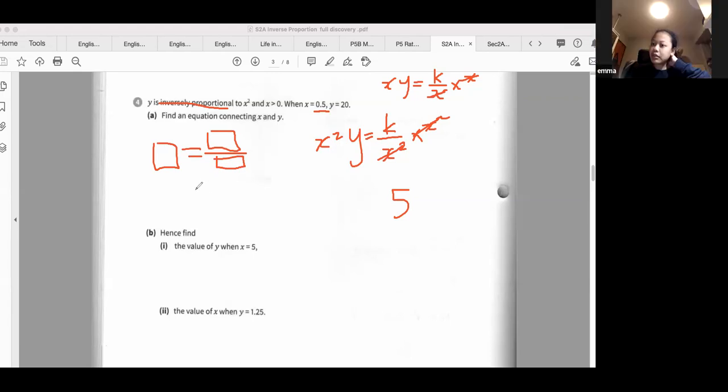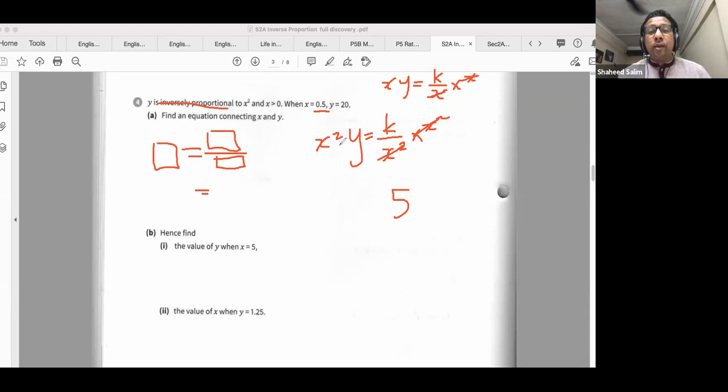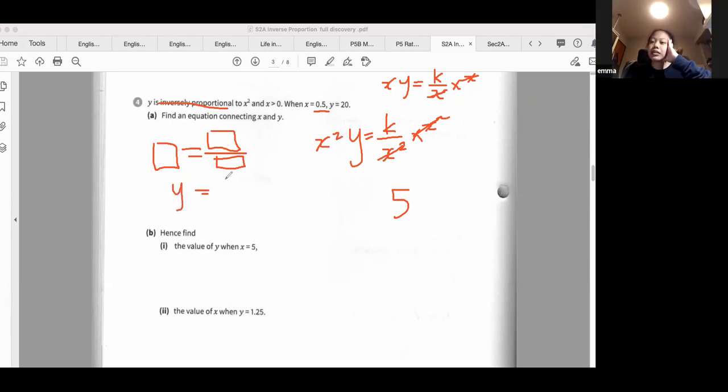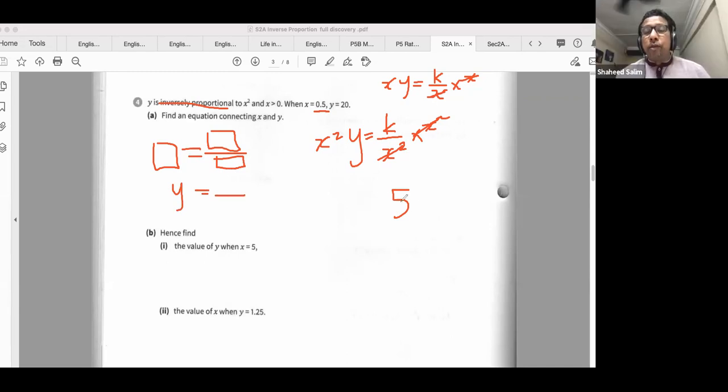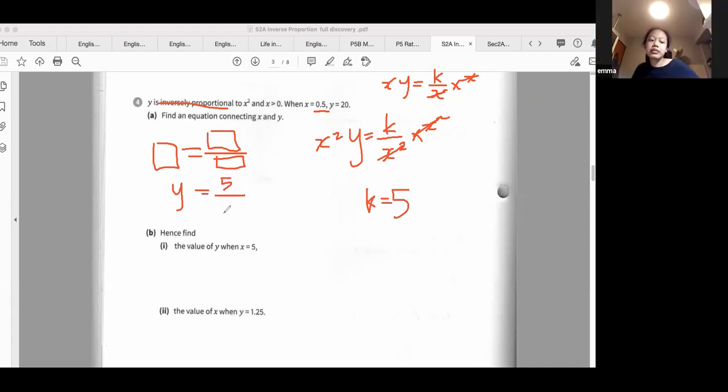K is where? Here. Your equation must always be y equals k over x squared. K is 5, you see. You say k is 5. So y equals 5 over x squared. Yes. This is your equation.